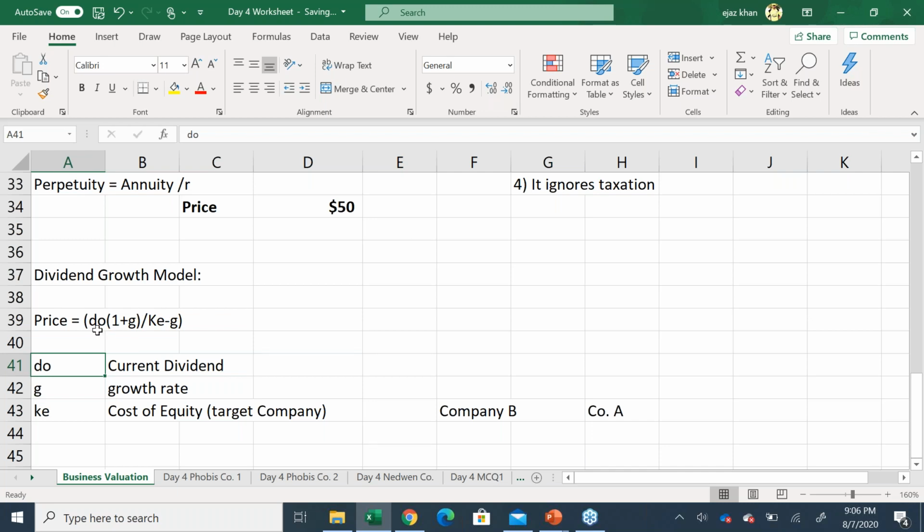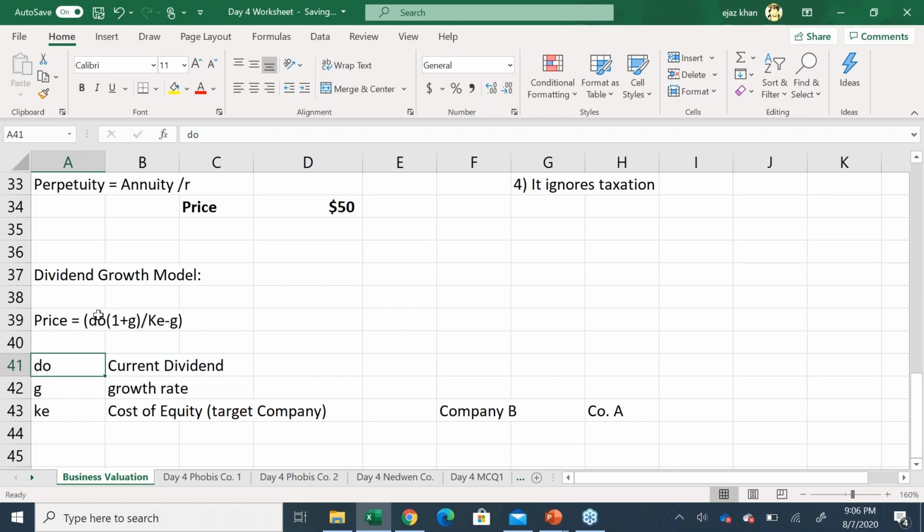Only if we have the current year dividend in the question and they haven't given us the next year dividend, but they have told us at what rate the dividend is going to grow, then we pick this current dividend and multiply it with 1 plus G to make it the next year's dividend. But if we already have next year dividend, just put that next year dividend without inserting growth.